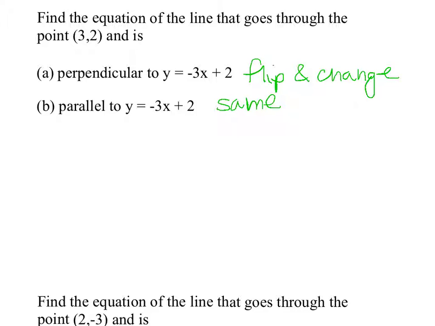So let's look at this problem. It says find the equation of the line that goes through the point 3, 2. So here's our temporary solution. It is perpendicular to y equals negative 3x plus 2. And then part B says it's parallel to y equals negative 3x plus 2. So we're doing two different problems. Let's start with A, the perpendicular one. So my slope is not negative 3.